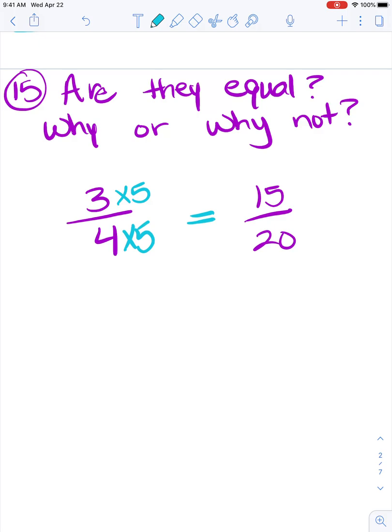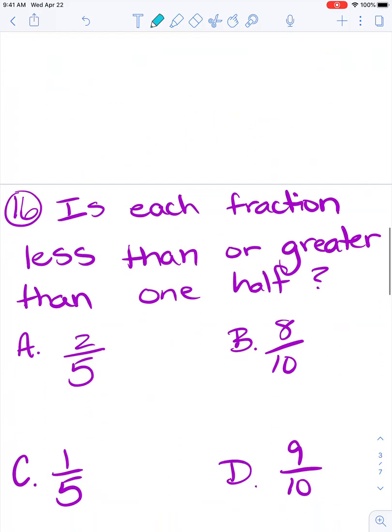Okay? I could simplify 15/20ths. I could know that 5 goes into both of them. Remember, simplify means smaller. I know 5 goes into both because they both end in a 5 or a 0. And look at that. When I do, I get 3/4.